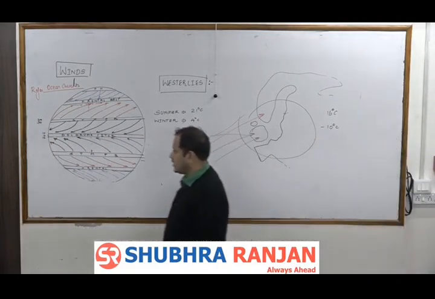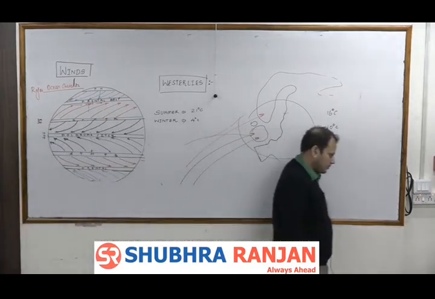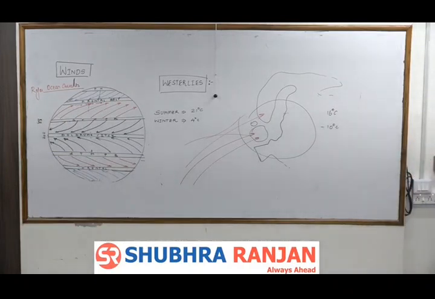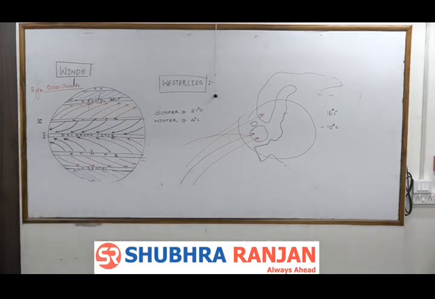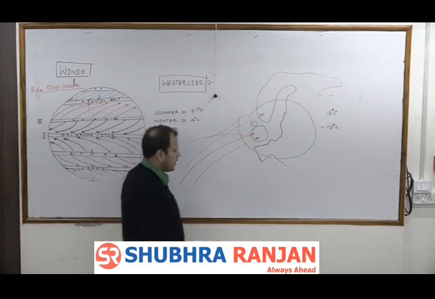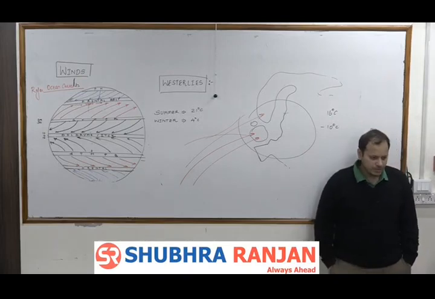Westerlies originate from the subtropical high and flow towards the subpolar low pressure belt in such a way that they are onshore on the western coast of the continents. Fine with this?